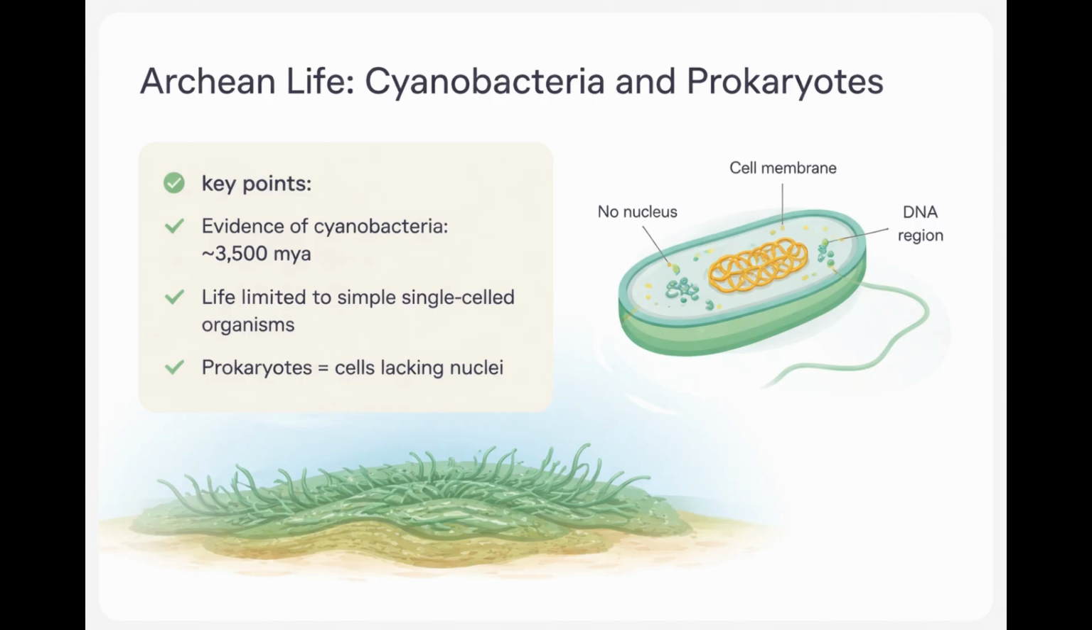The material highlights cyanobacteria evidence around 3,500 MYA. These early organisms were prokaryotes, single-celled life forms that lack a nucleus. So unlike modern plants and animals, there's no complex multicellular life here. It's microscopic biology dominating the planet.